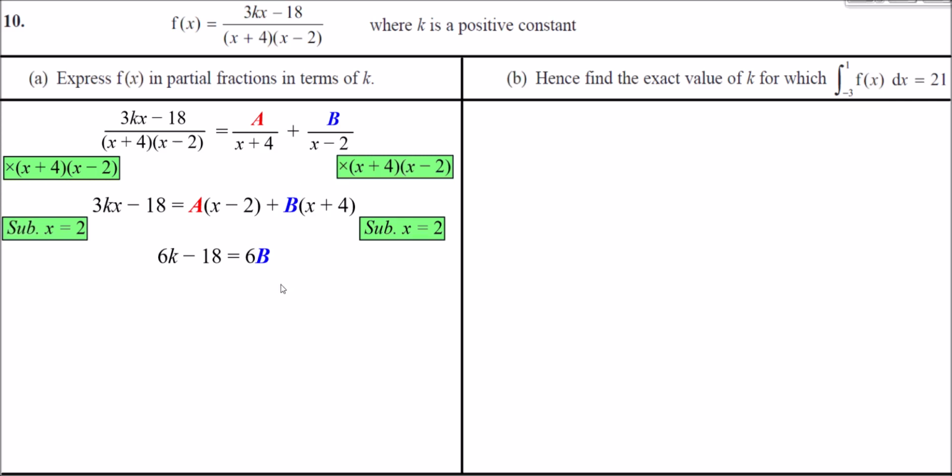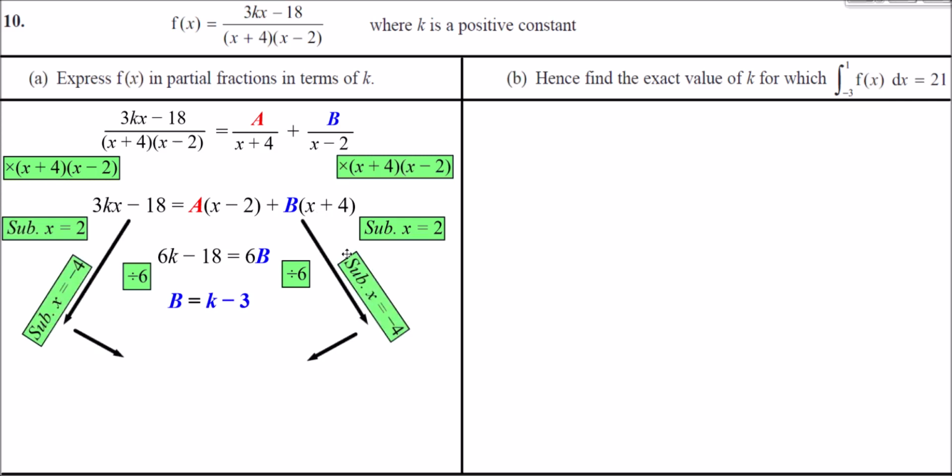Then, to get b on its own, quite easily, we just divide by 6, and that will give us that b must equal k minus 3. In a similar way, we can make this b bracket vanish by choosing x to be negative 4. So now for sub x being minus 4, 3 times minus 4 is minus 12, so I get minus 12k minus 18 equals minus 6a.